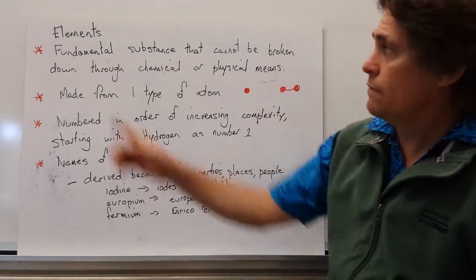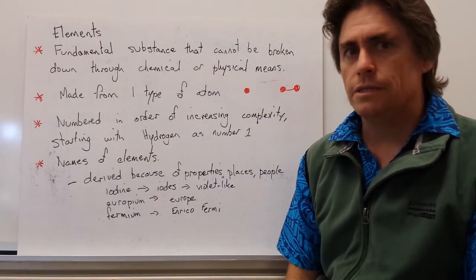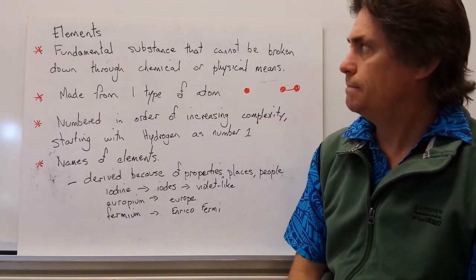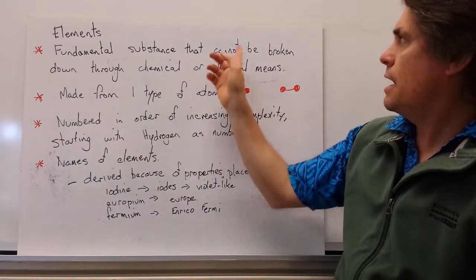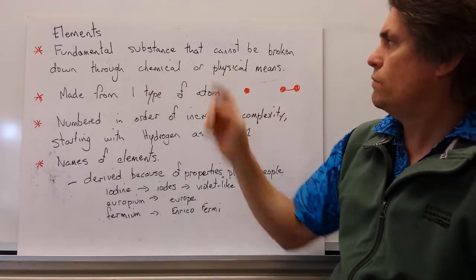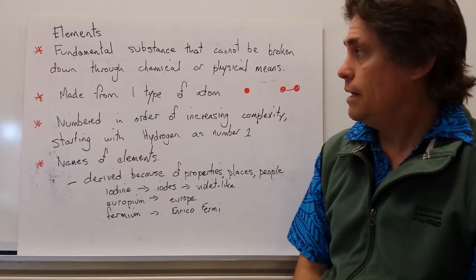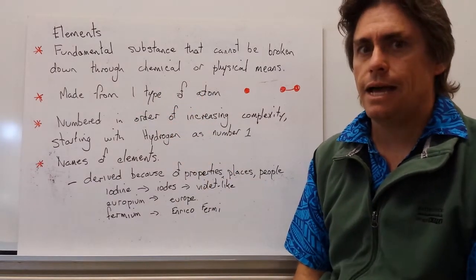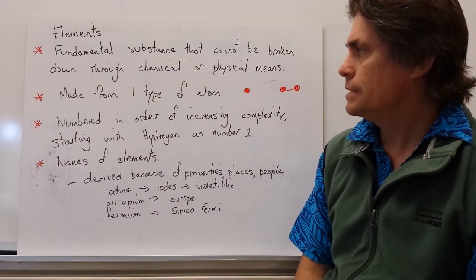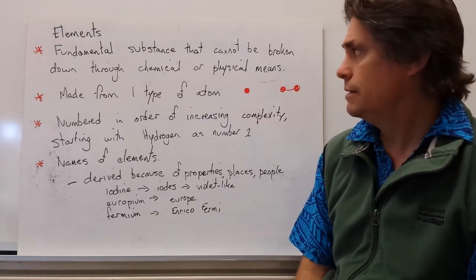Okay, let's have a look at elements. Elements are the building blocks of matter. So they are fundamental substances that can't be broken down through chemical or physical means. Elements are made up of one type of atom only. As we've already said, atoms are the simplest form of matter.